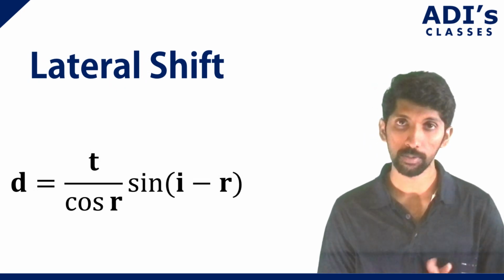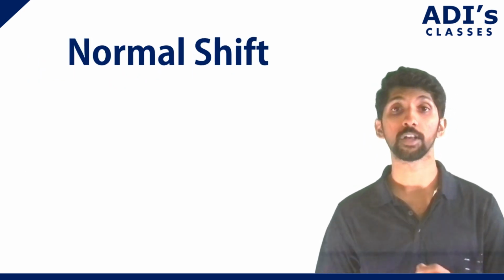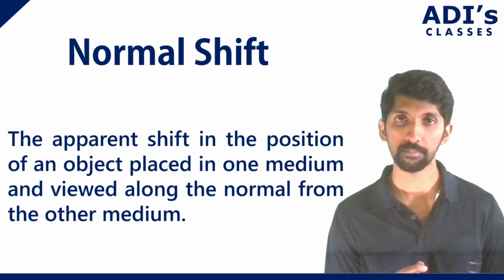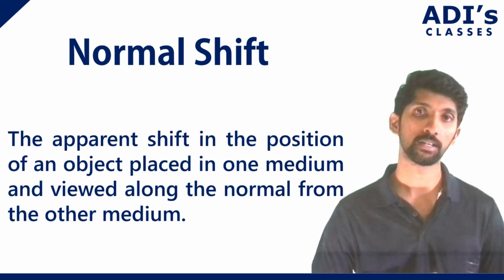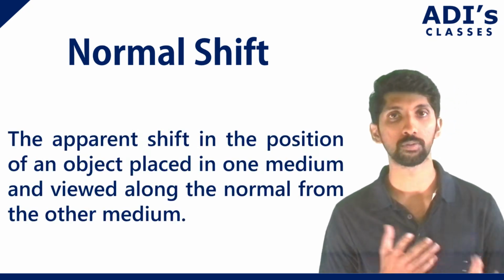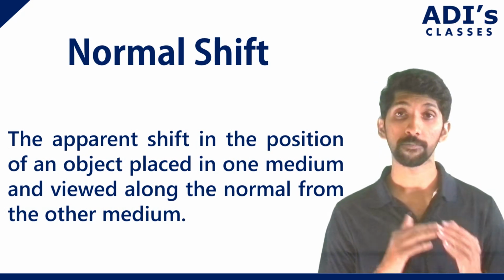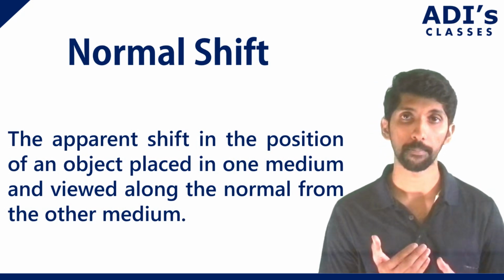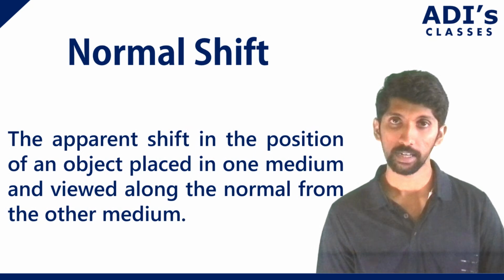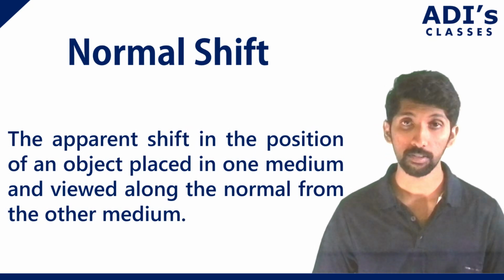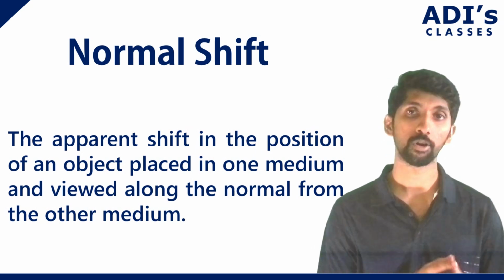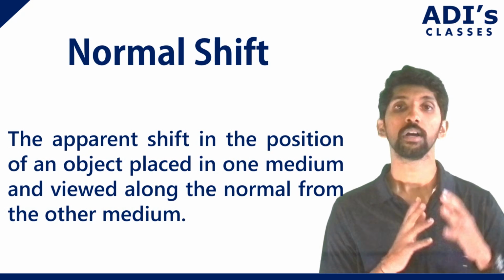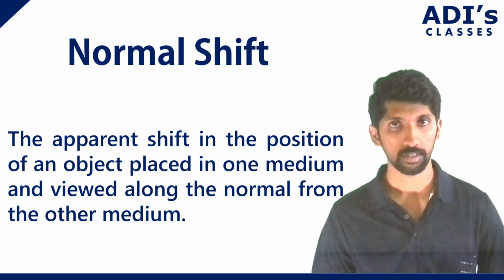Then we moved on to normal shift. Normal shift is if the object is in the denser medium and the light undergoes refraction through a rarer medium, then it feels that the object has moved up. That was normal shift, right? So for normal shift, again we derived the formula, and then we got to know that mu is equal to real depth by apparent depth, right?